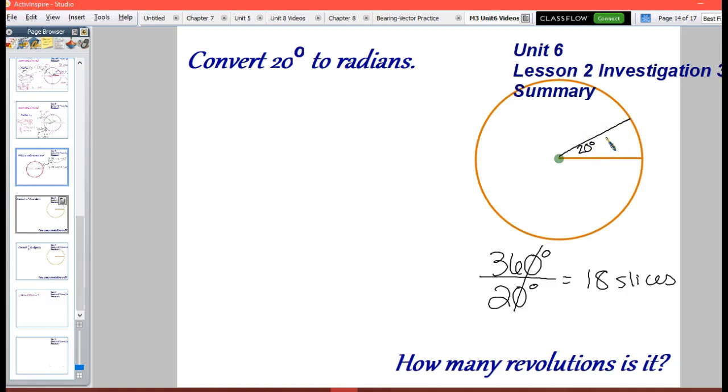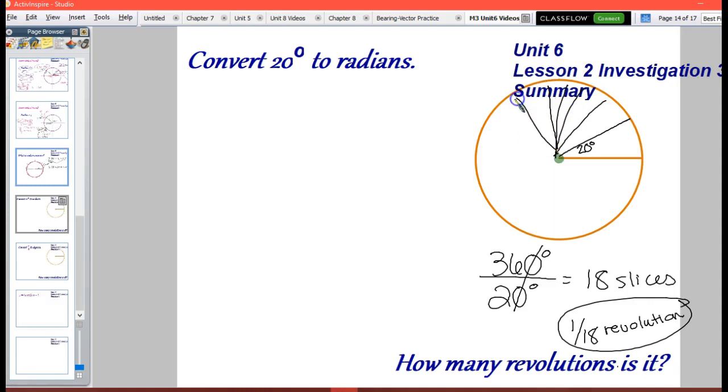Not very much. We would say my revolutions would be 1/18th of a revolution. I'd still have 17 more of these to go to be able to complete a full circle or revolution. So there is my revolutions. Again, when you're doing revolutions, it's nice to draw it up and think of cutting it into slices. Okay, I'm not even going to draw 18 slices, but you get the idea.